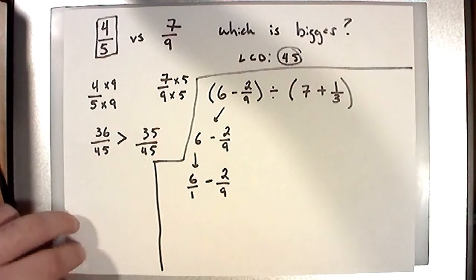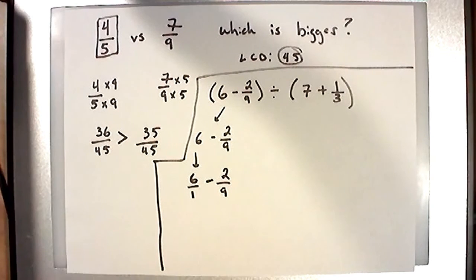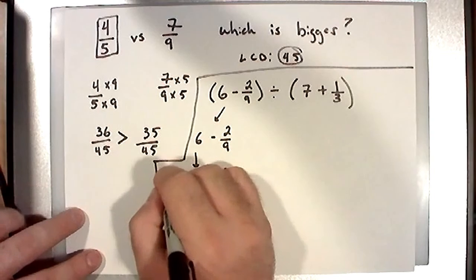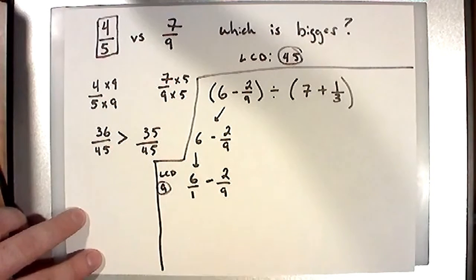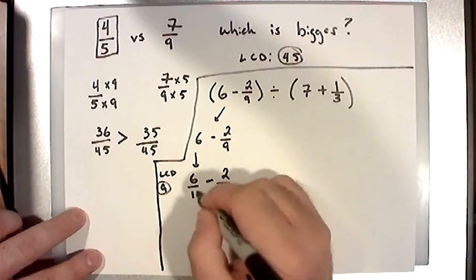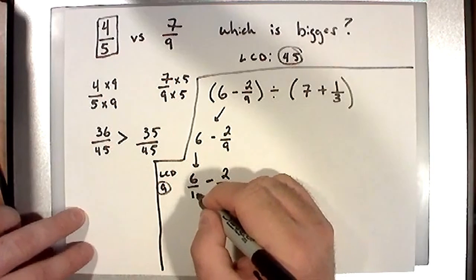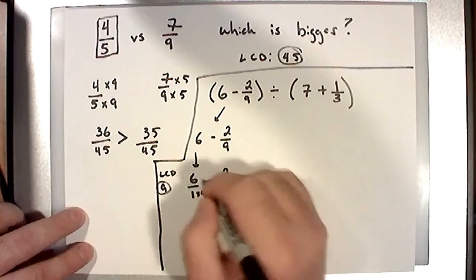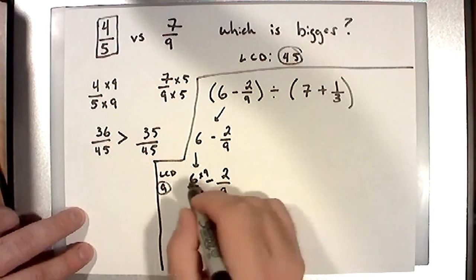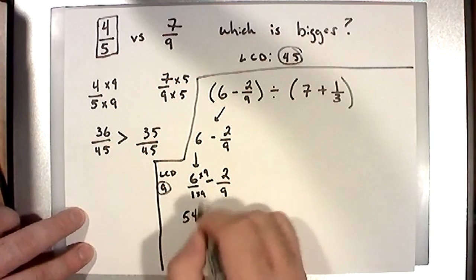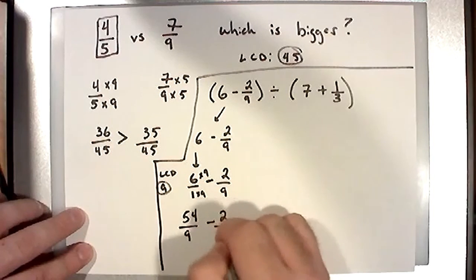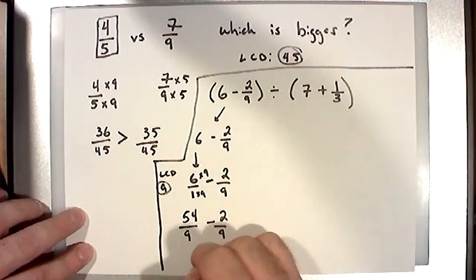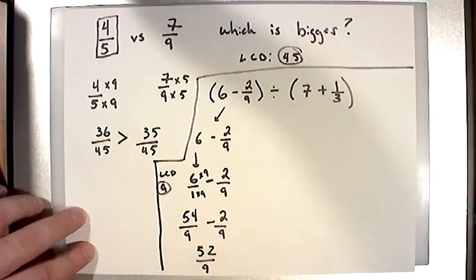So 6 over 1 minus 2 over 9. Common denominator for these two, the least common denominator here would be 9, right? So luckily, this one's already got a 9. All we need to do is convert this one. So times 9, let's squeeze this in here, times 9. 6 times 9 is 54. 1 times 9 is 9. We already have 2 over 9 here. So this first fraction works out to be 52 over 9.